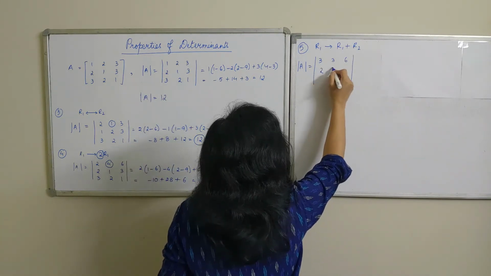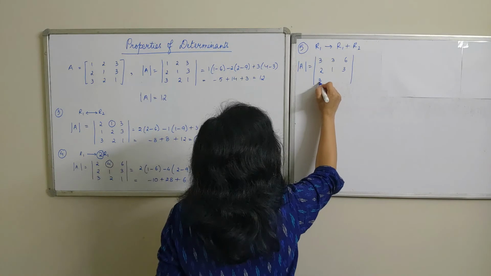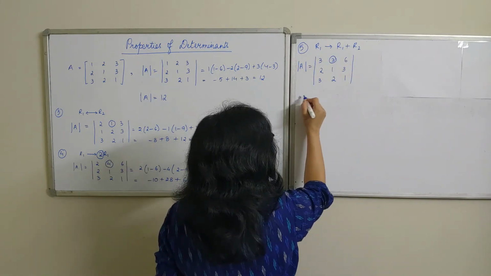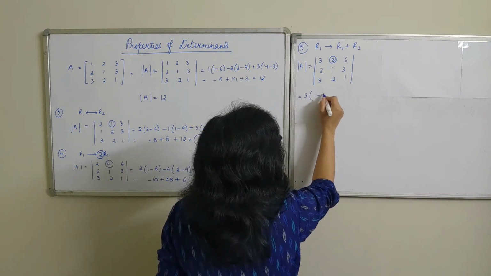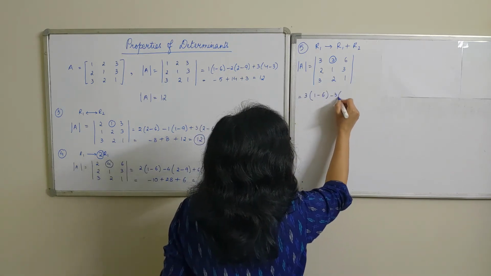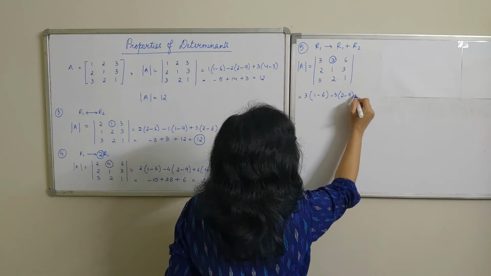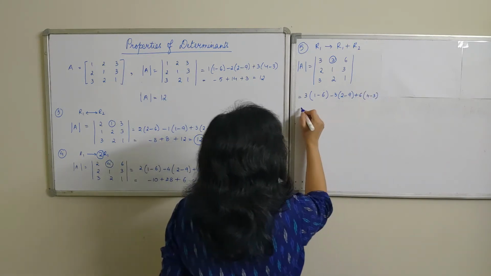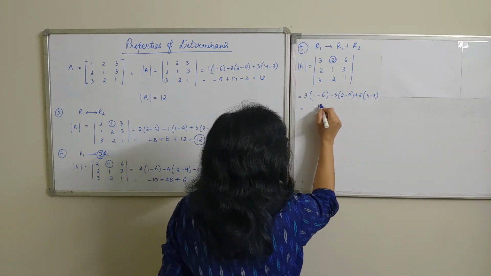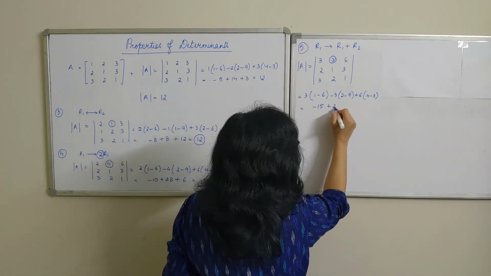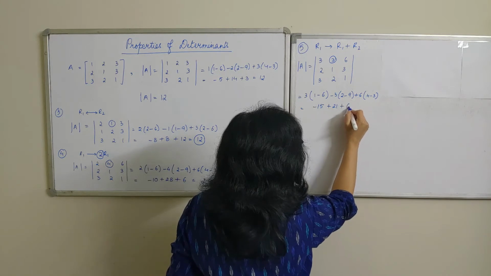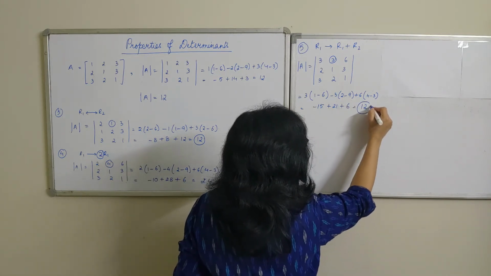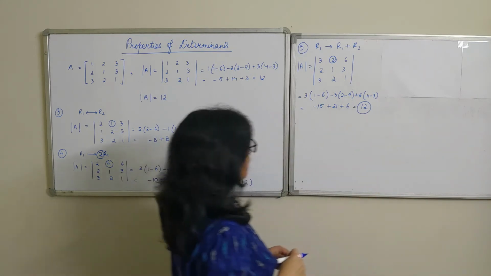The second row is same and the third row is same. Once again evaluating along the first row. So 3 into 1 minus 6 minus 3 times 2 minus 9 plus 6 times 4 minus 3. So this is minus 5 minus 15 minus 7 plus 21 plus 6. So 27 minus 15, 12. So here we notice that the value of determinant is again the same.